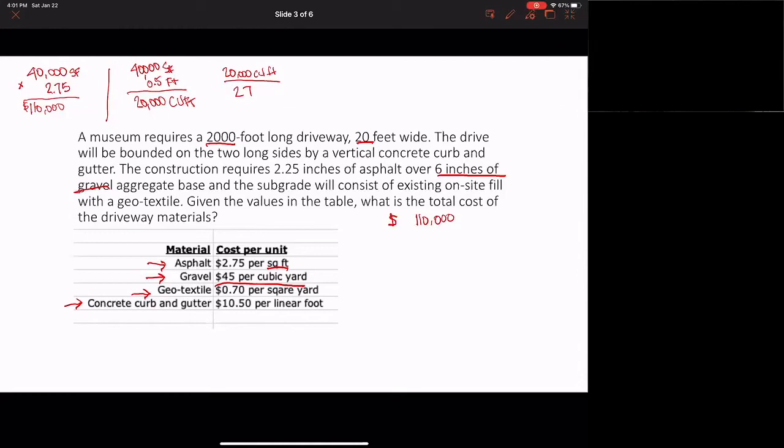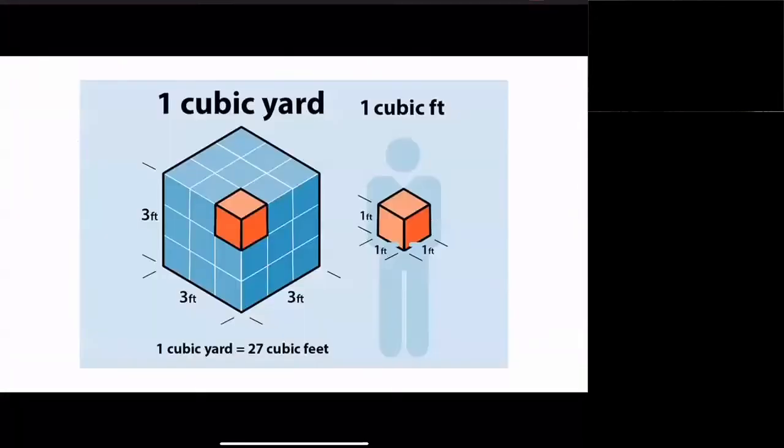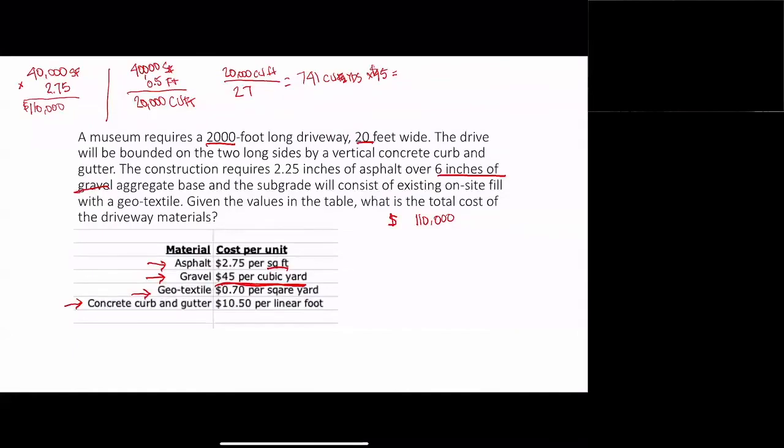So if we run this out, and you can take out your calculators if you haven't already done so, you can do 20,000 divided by 27, and you wind up with about 741 cubic yards. That's how much gravel we need. And we have to then multiply that by $45 per cubic yard. And that's going to be equal to $33,333. It's one of those numbers.